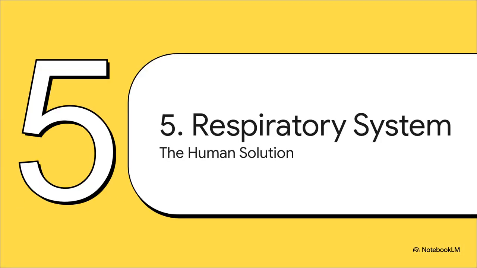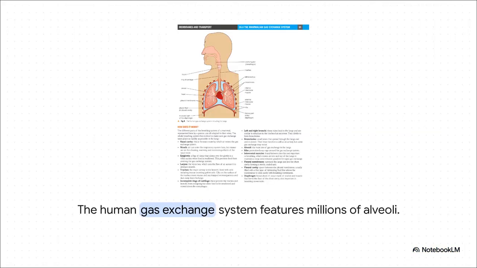Let's look at the incredible solution to this in Section 5. The human respiratory system. So, how exactly did evolution solve Fick's law for us? By designing an absolute internal masterpiece, the mammalian lung. Every time you breathe in, air travels down your trachea, splits into your bronchi, and dives deeper and deeper into these tiny tubes until it hits the alveoli.